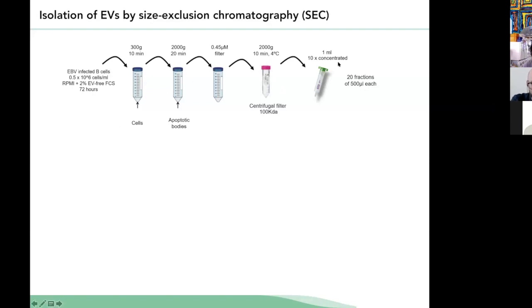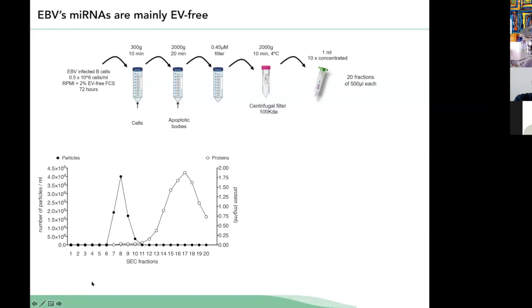And after this stage, we just load 1 ml of 10 times concentrated conditioned media, so imagine starting from 10 ml, in a size exclusion column, and then we purify 20 fractions out of it, and we check where the particles are and where the proteins are. Just to be sure that our purification allows us to distinguish between the proteins and the particles. As you can see here, we have the particles mainly in fractions 7, 8, and 9, and then all the free protein outside of the EVs.